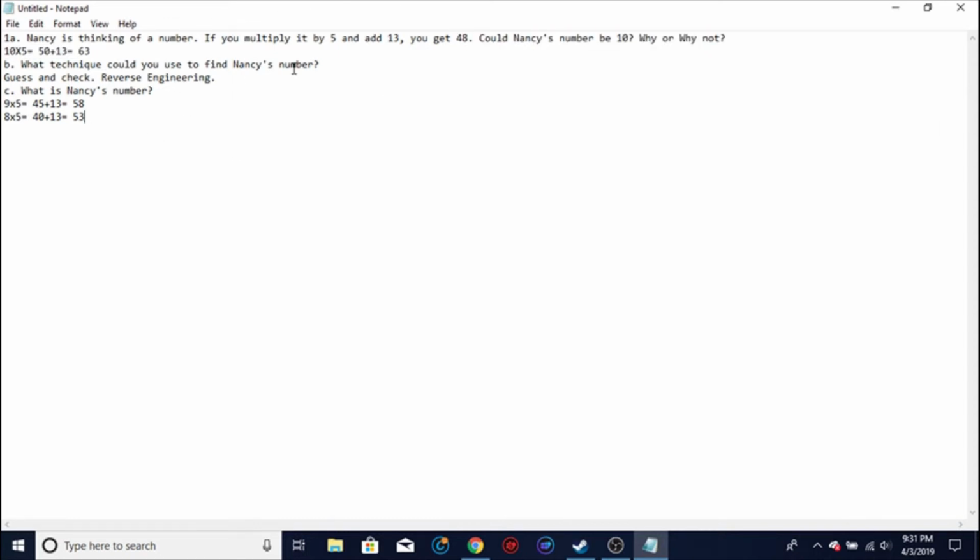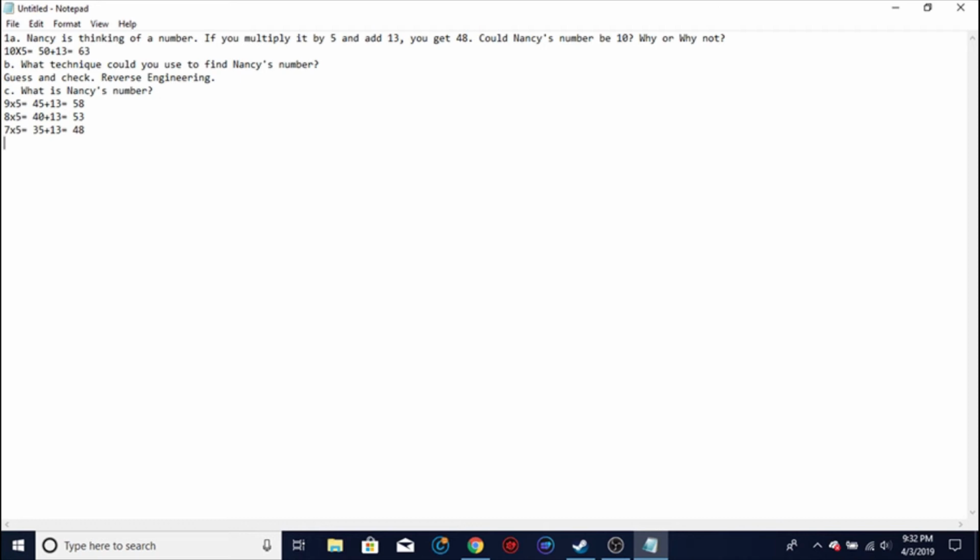We're at 53. So then we keep going, we know we're right in the area, so we go 7 times 5 is 35, and then we could add 13, and there we go, we got 48 as our answer. But as you can see, that took a lot. We had to go through 10, 9, 8, and 7.